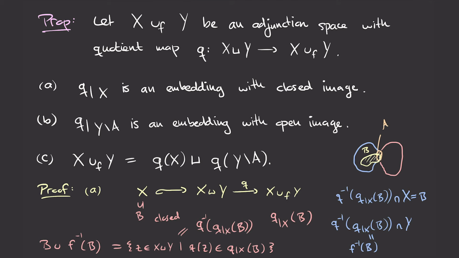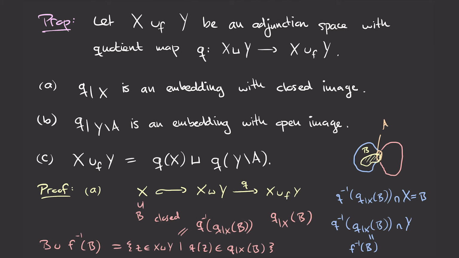Why is this? Well, if you take this expression here and replace this pre-image with this way of writing it, then we see that because B is a subset of X and this pre-image here is a subset of Y, if you intersect it with X, the only thing that will remain is B.